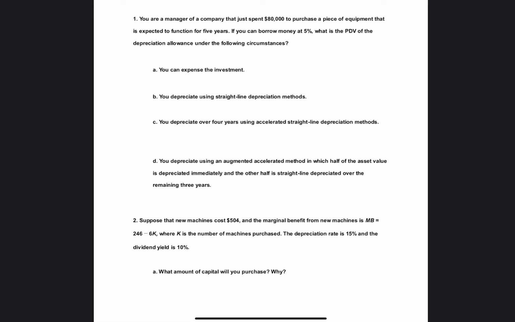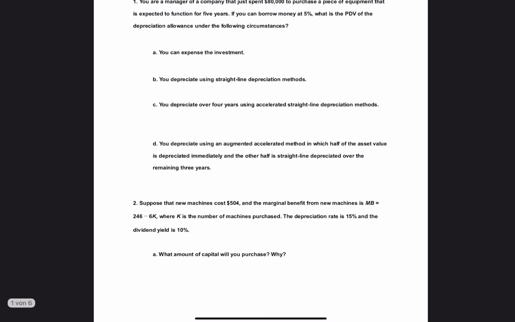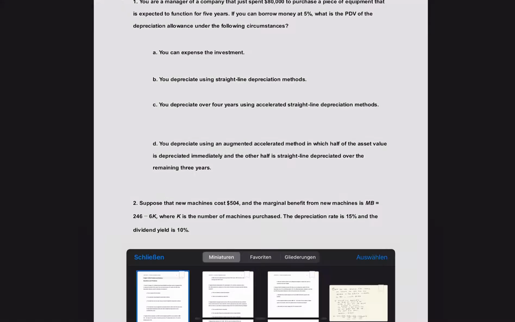So you can interpret the depreciation rate and the dividend yield as some type of costs that you have. Because the dividend yield is something that you need to pay out to your shareholders, depending on what your outcome is, whether it's return or profit, this is something that you need to pay to your shareholders. So it's a cost for the firm. Okay, in sub-exercise A, we are asked the following: what amount of capital will you purchase and why?